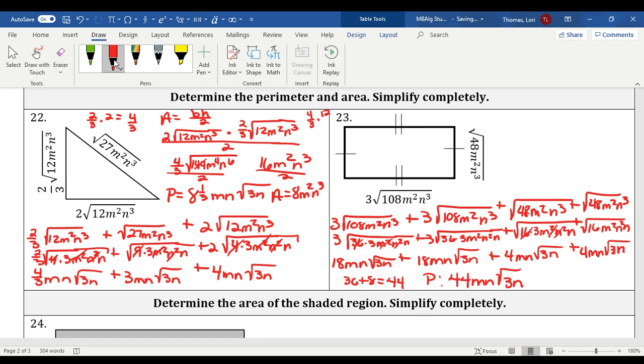Okay, now let's do area. So we're going to have 3. I'm going to go ahead and just use my simplified answers for this. So I'm going to do 18mn radical 3n. I think that will be a little bit easier than multiplying by 108 and 48. So I'm going to take this that's already simplified, and I'm going to multiply it by this radical that's already simplified.